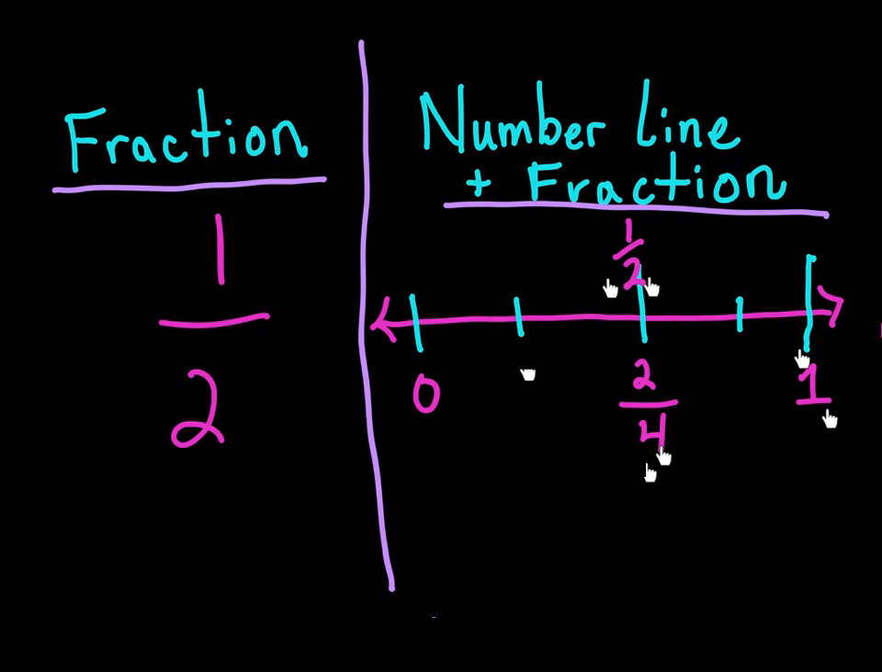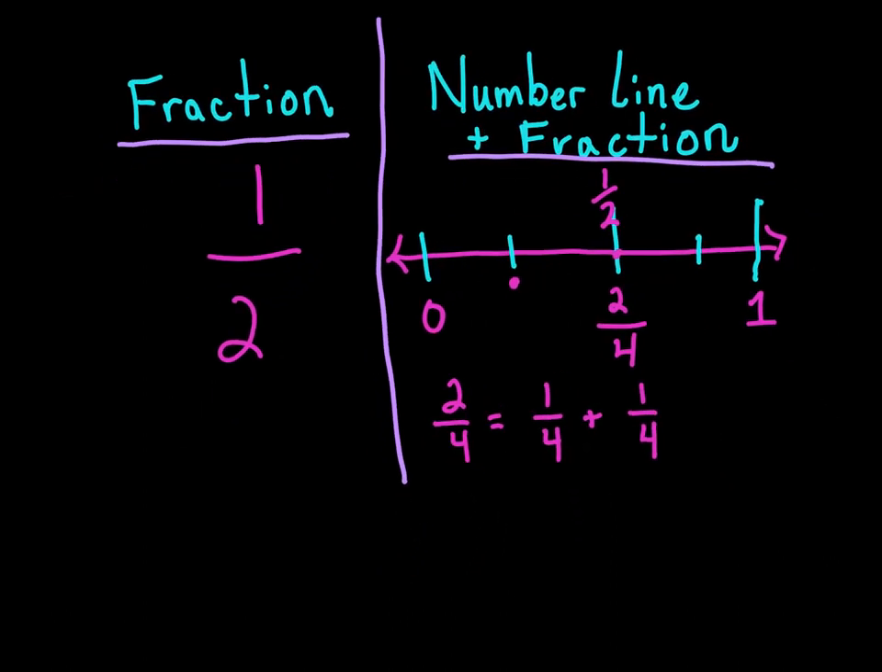So what would that be when we break it down in an equation? We could say 2/4 is equal to 1/4, which is right there, plus another 1/4, which is right here, to give us 2/4. And we know that by just looking at the number line because the number line is broken up into fourths. 1/4, 2/4, 3/4, 4/4.